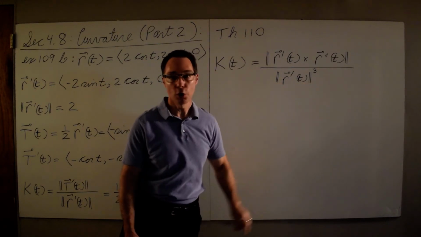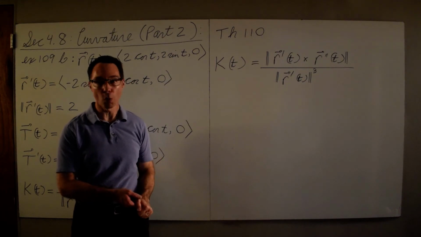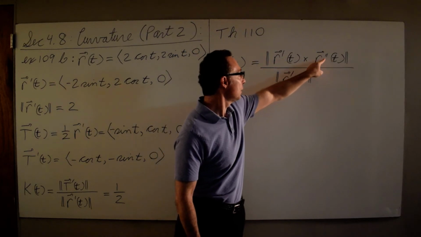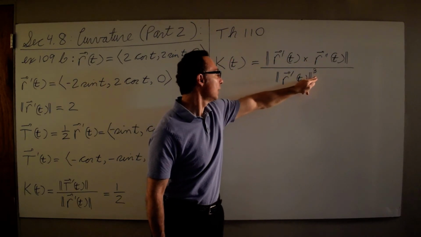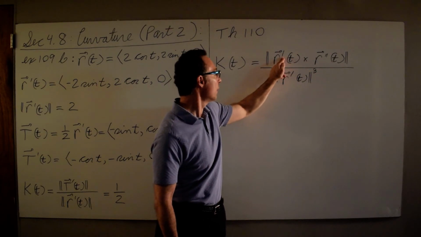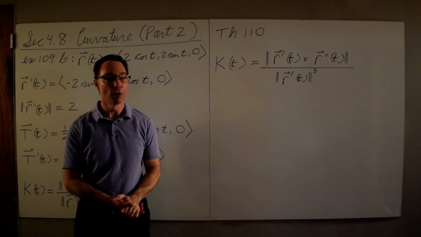of r prime cubed. A way to remember this is sometimes I call this the 1, 2, 3 theorem, because we take the first derivative, we take the second derivative, and down here we're going to cube the magnitude of the first derivative. So 1, 2, 3. So that might be a way for you to remember this formula.